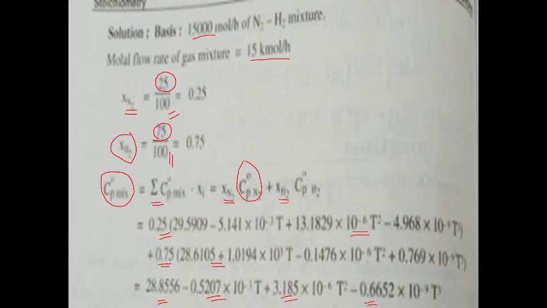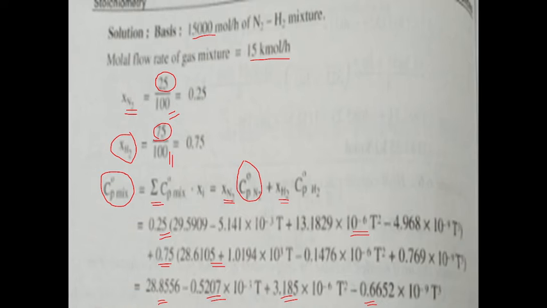Okay. Solution part. 15,000 mole per hour of nitrogen hydrogen mixture is given. Is it correct? 15,000 mole per hour goes to 15 kilomole per hour. This is the molar flow rate of the gas mixture. So first we are going to find out the mole fraction of nitrogen. How will you find it out? So the mole fraction is equal to individual mole divided by total mole. So in our problem, the percentage values are given. 25% of nitrogen, 75% of hydrogen. Percentage is directly taken as number of moles.